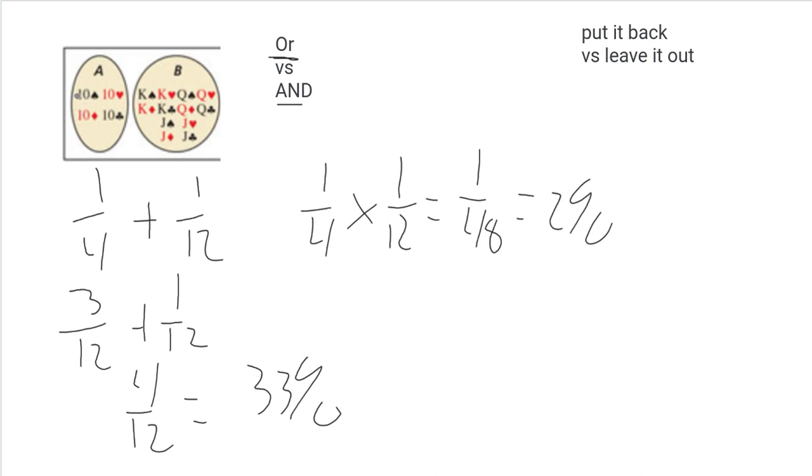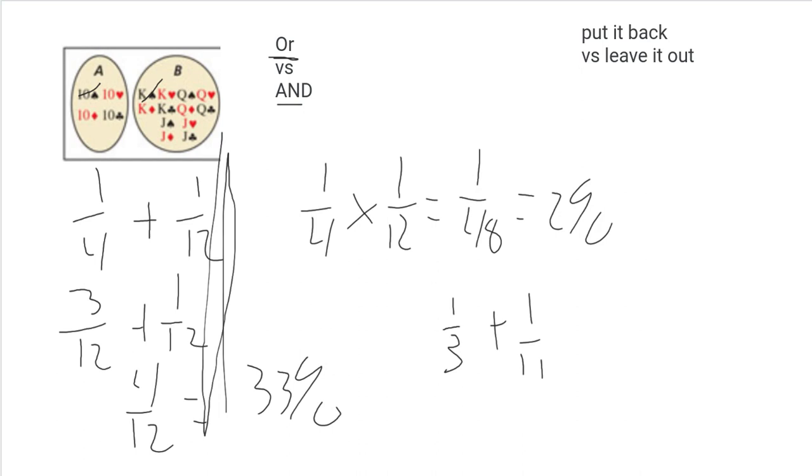If I leave it out, so I take out the 10, take out the king, and now I want 10 of hearts and the king of hearts, my odds, let's say we're looking at or again, would go from 1 out of 3 plus 1 out of 11, find common denominators and find it. If it was an and statement and I took those out, it would be 1 out of 3 times 1 out of 11, because it's still 1 card from each deck, but now there's only 11 here and only 3 here.